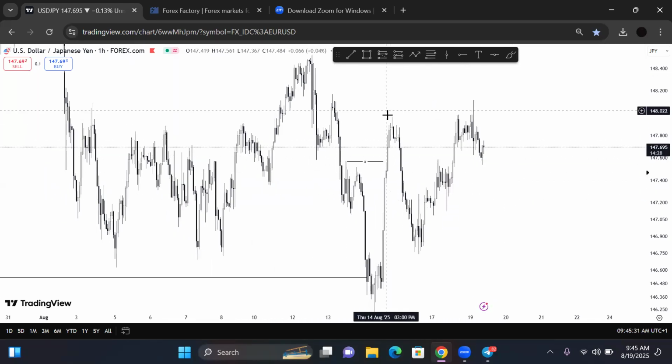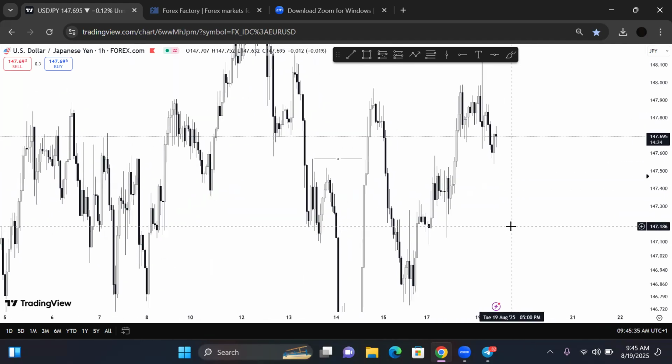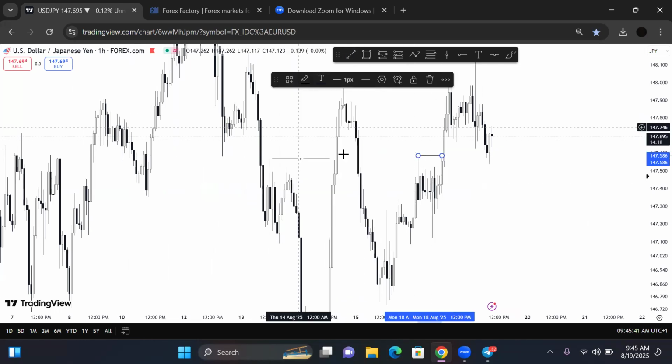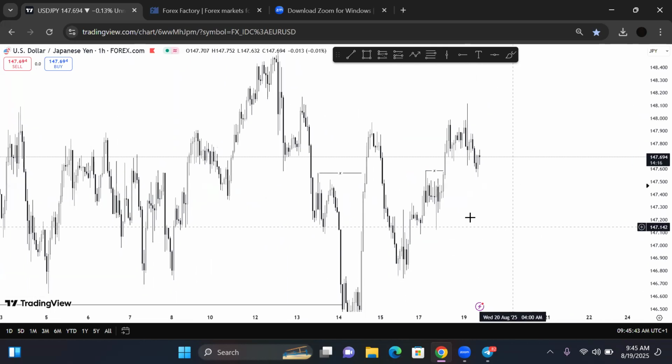All right, so we just see the market just invalidated this high. And before that, we have this structure. This is our last structure, break of structure. So this is our last structure, and this is the range from this low to this high. So we want to buy around the discount zone.